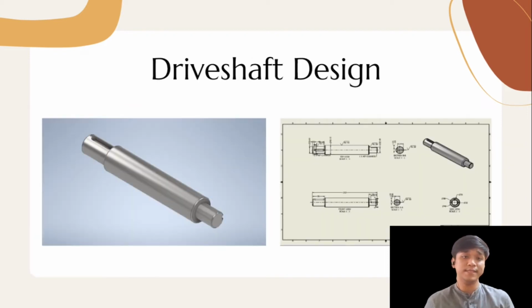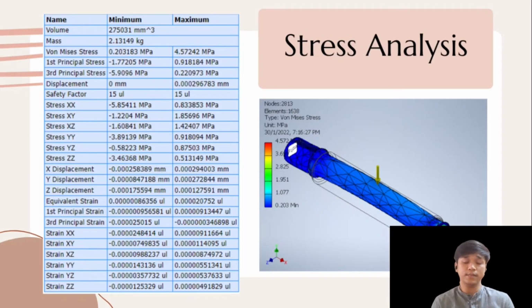The drive shaft is designed using the Inventor Professional 2022 software. This is the shaft 3-dimensional drawing as well as the detailed drawing. The drive shaft is made to be 263 mm long, which is the standard length for a drive shaft. The diameter of the shaft at its widest point is 40 mm and the estimated drive shaft weight is 2.1 kg. This table summarizes the result of the static analysis simulation performed on the shaft.